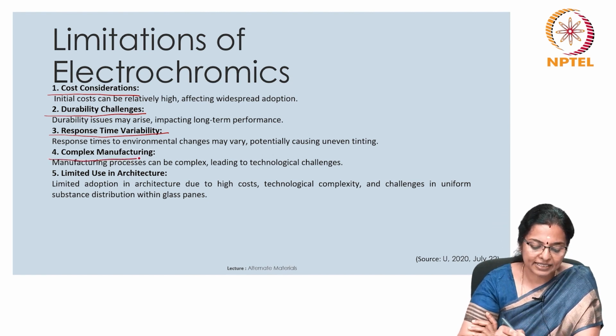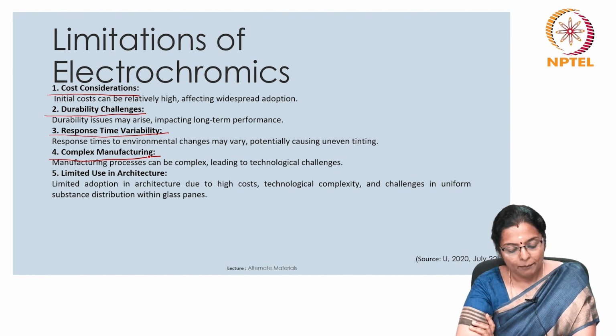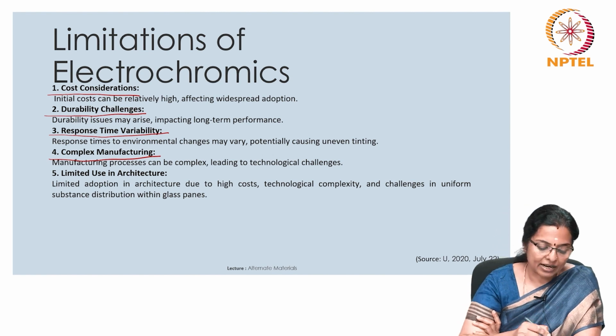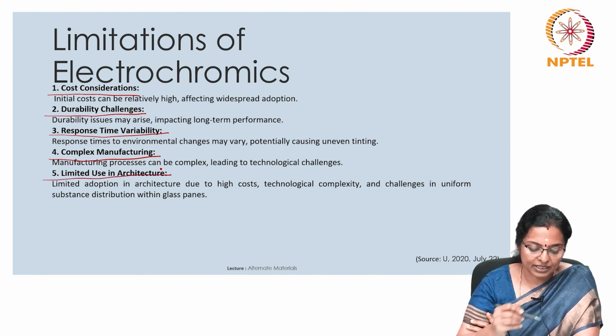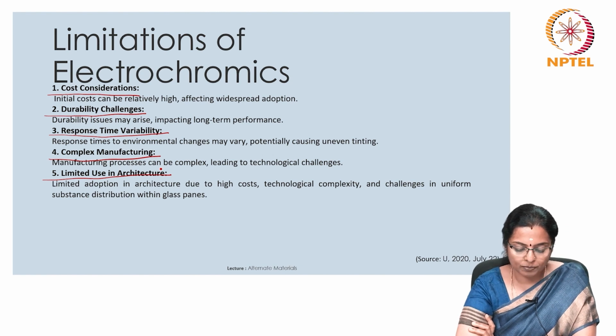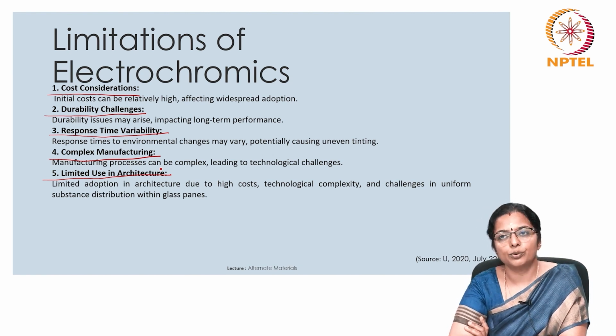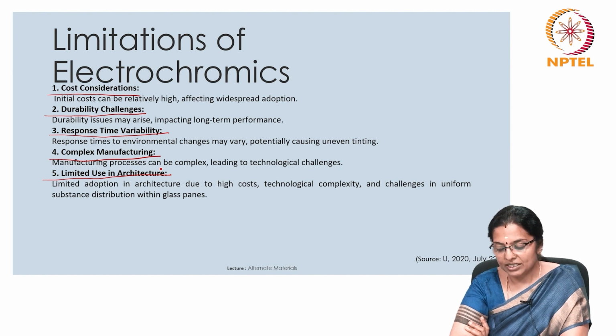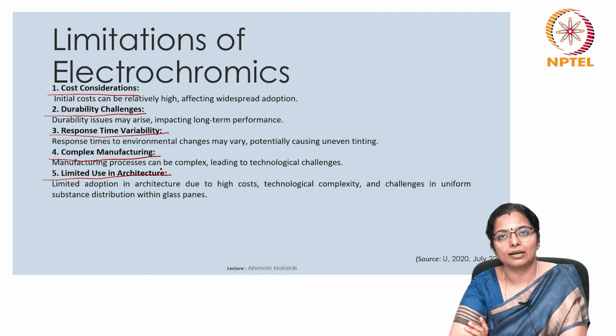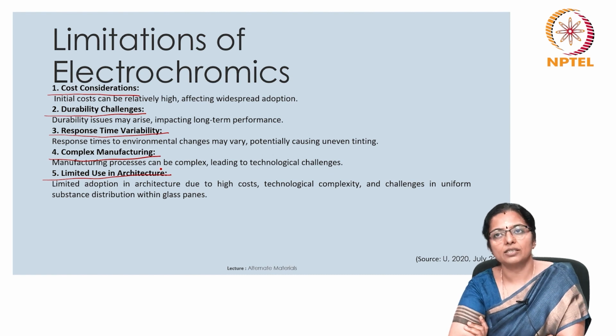Fourth is the complexity in manufacturing. Manufacturing process can be complex, leading to technological challenges. And last is the limited use in architecture. Limited adoption in architecture is due to the high costs, technological complexity and challenges in uniform substance distribution within glass panes. So, using electrochromic things comes with its own set of challenges.